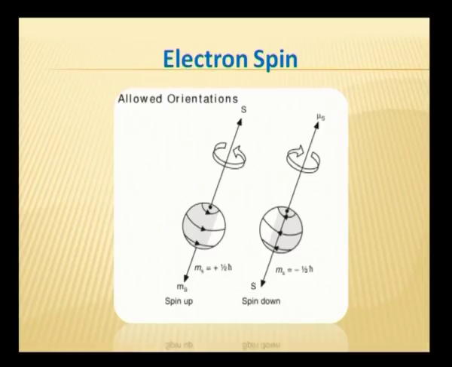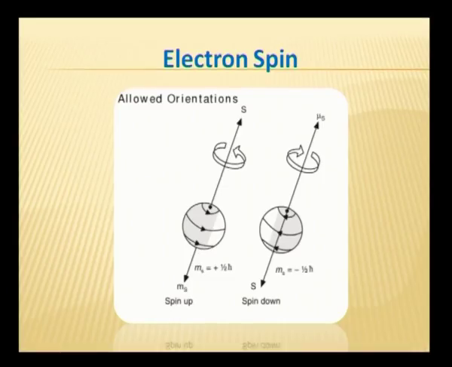When you apply a magnetic field, for S there will be two ms values: ms is equal to plus half and ms is equal to minus half. These magnetic spin quantum numbers will come into the picture when you talk about the number of electrons you can have in the K shell, L shell and so on. That we will be taking up in the lecture to come.